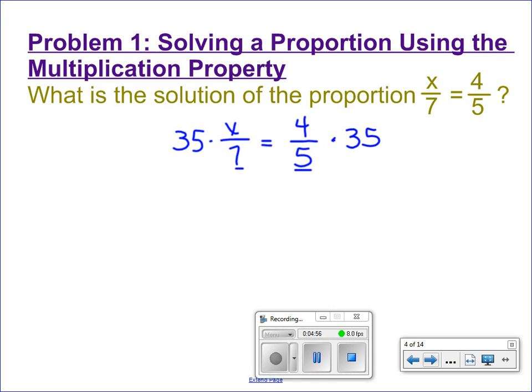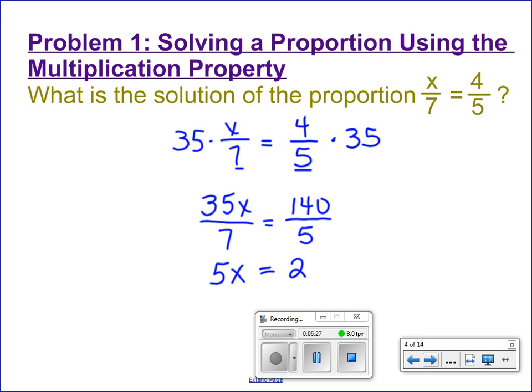All right. On the left-hand side, that would give me 35x over 7. On the right-hand side, 4 times 35 is 140 divided by 5. All right, simplifying our expressions, 35x divided by 7 would be 5x. On the right-hand side, 140 divided by 5 would be 28.